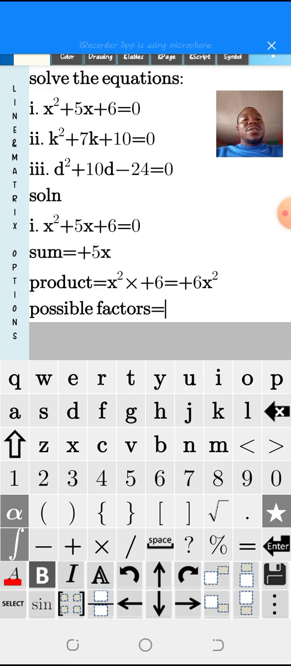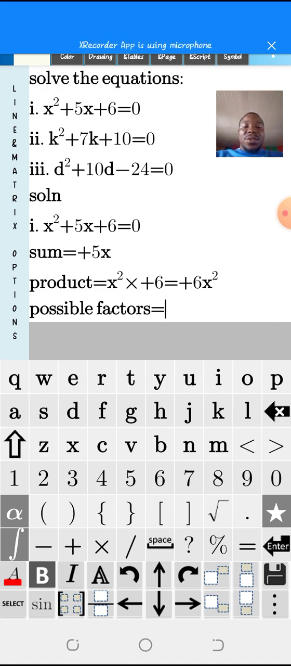Out of these factors I've mentioned so far, the best 2 factors to pick that will correspond to our problem are 2 and 3. Because I know that if I add 2 and 3 together, 2 plus 3 is going to give us 5, which corresponds with the sum, which is plus 5. And then let's also multiply them together. 2 multiplied by 3 is 6, which is the same thing as plus 6, and it also corresponds with the product. That's why we are picking them as our possible factors.